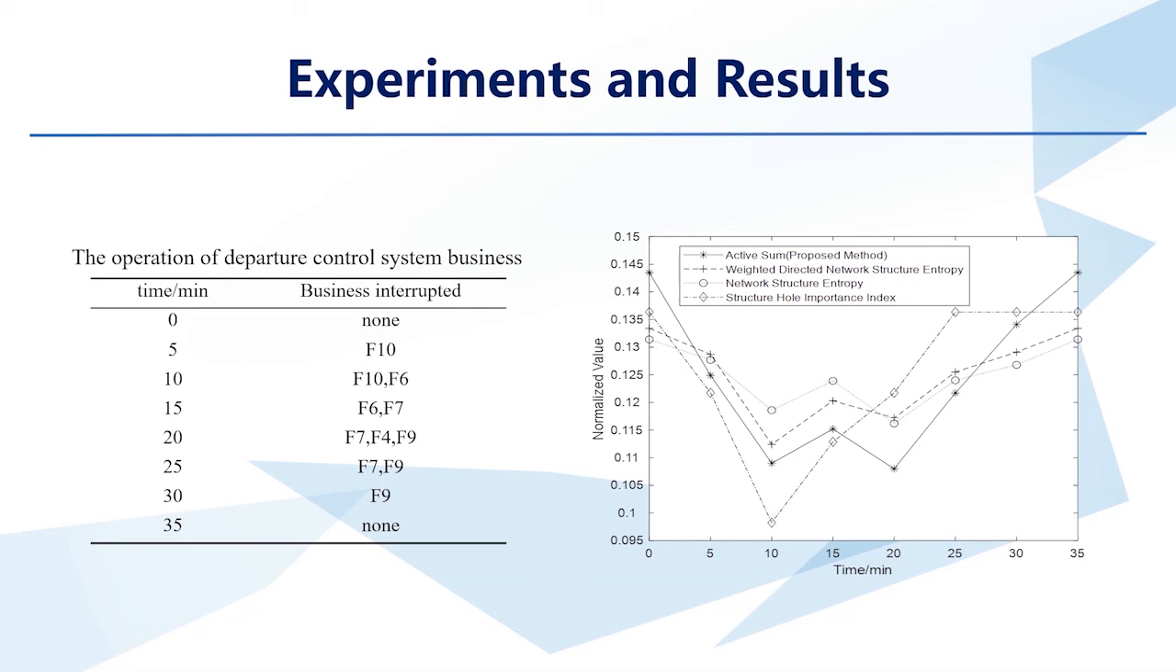This trend accurately reflects the difference in the impact of interruption and recovery of different important business functions on the system. The structure hole importance index cannot adapt to the chain structure change, so it cannot accurately express the impact of business interruption on the system. Compared with the active sum, the network structure entropy and directed weighted network structure entropy cannot accurately reflect the impact on the information system when a business function with high impact is interrupted. Therefore, the active sum can more accurately reflect the impact of business function interruption on other businesses in the information system.